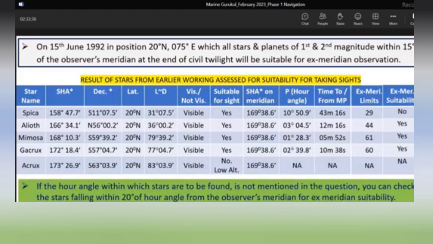Okay, sir. So you're trying to say that 169, 38.6. The margins what we got were 154, 38.6 and 184, 38.6. We had to make it 20 instead of 15. That is right, beta. If the value is not given, you add and subtract 20 degrees to the SHA on the meridian to get the stars. Okay, that's all right. But any specific reason?